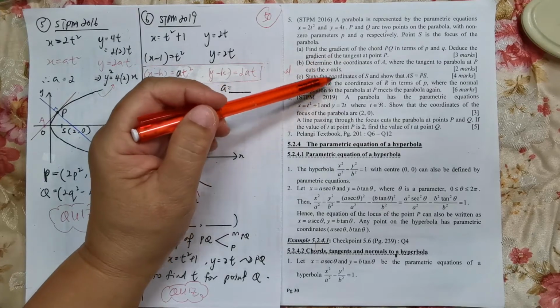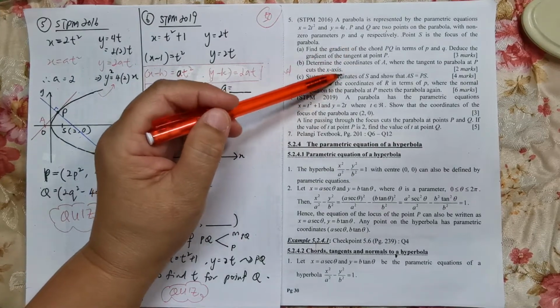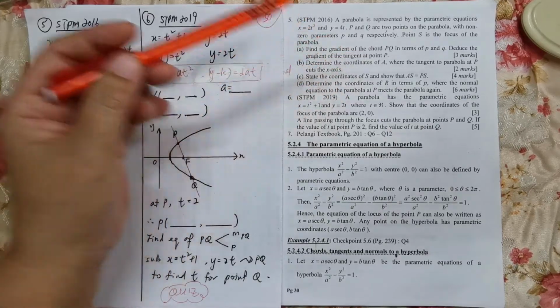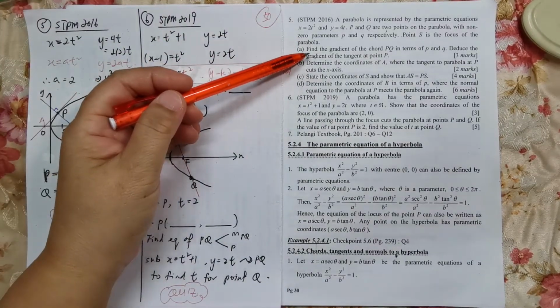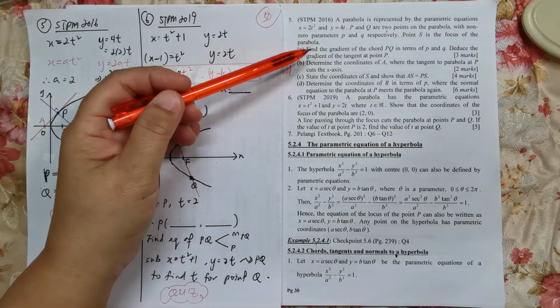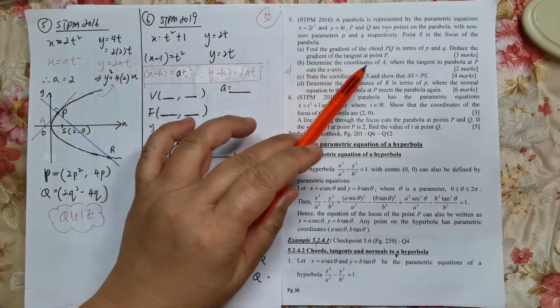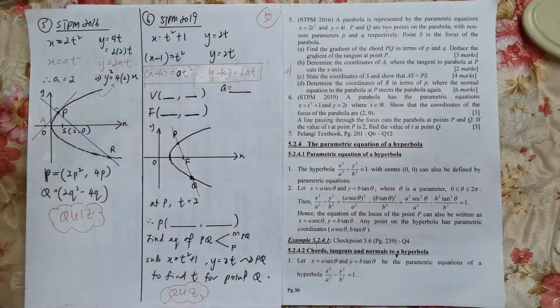You say, look, Q moves closer and closer to P, so small p equals small q. Then from the gradient of chord PQ, you get the gradient at point P. At the beginning, we explained this concept and asked you to memorize it. You see, it can be asked in STPM like this.